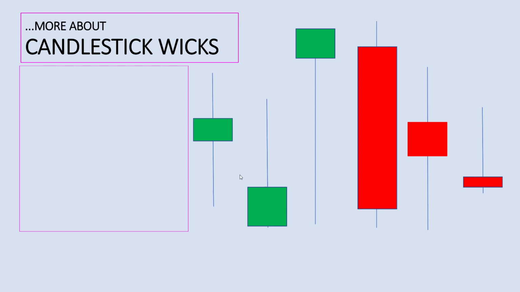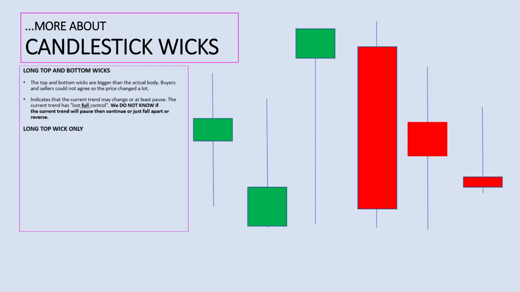Okay, so more about wicks. We have long top and bottom wicks, like this candle over here, or maybe this one over here. You can see that the top wick and the bottom wick are actually bigger than the real body of the candle. Okay, what does it mean? Well, it means buyers and sellers could not agree, so the price changed a lot.